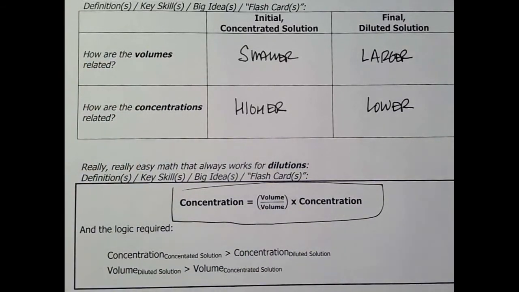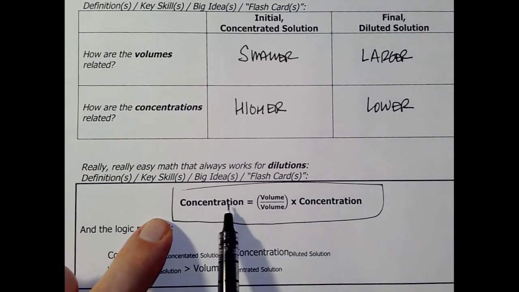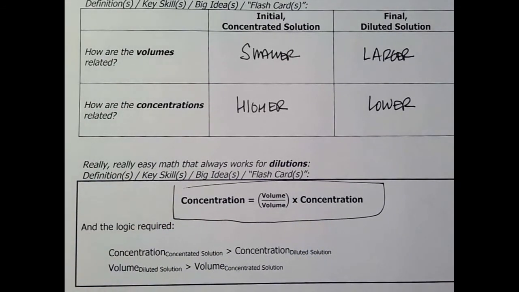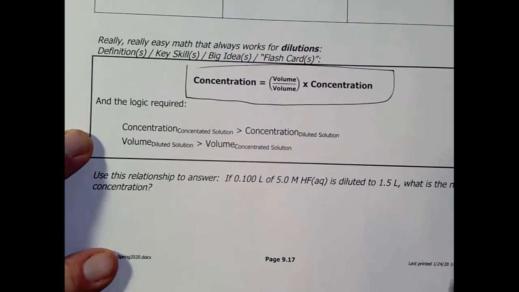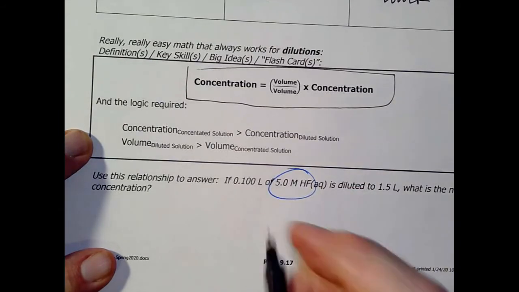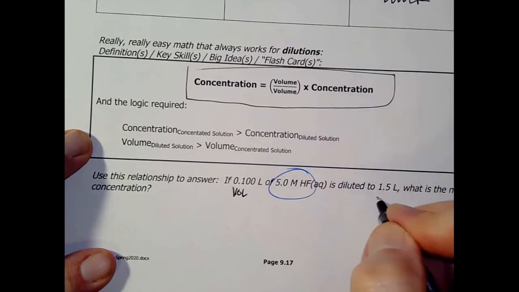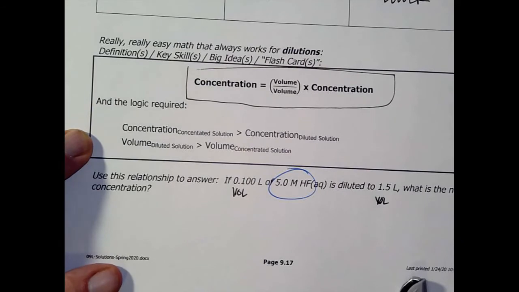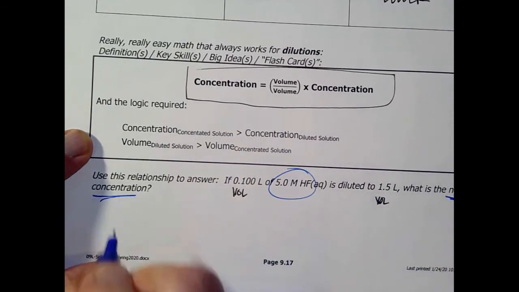Now all you have to do is think about, okay, if this is getting smaller or bigger, to which volume do I put on top? Which volume do I put on the bottom? So let's look at this one. Here is a concentration and a volume and a volume. And it says, what's the new concentration?